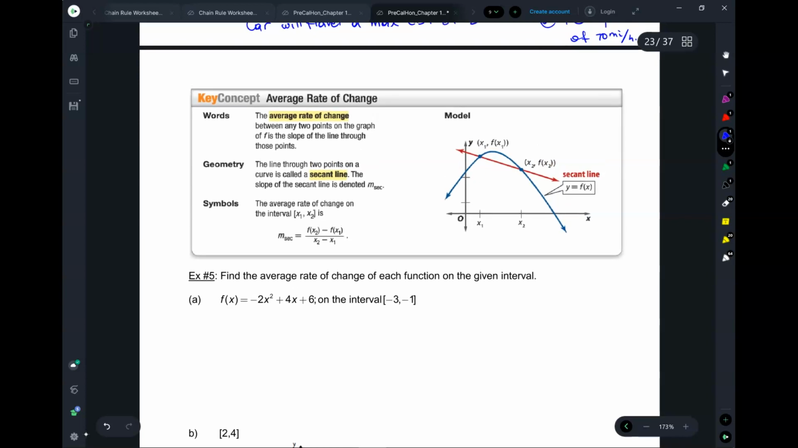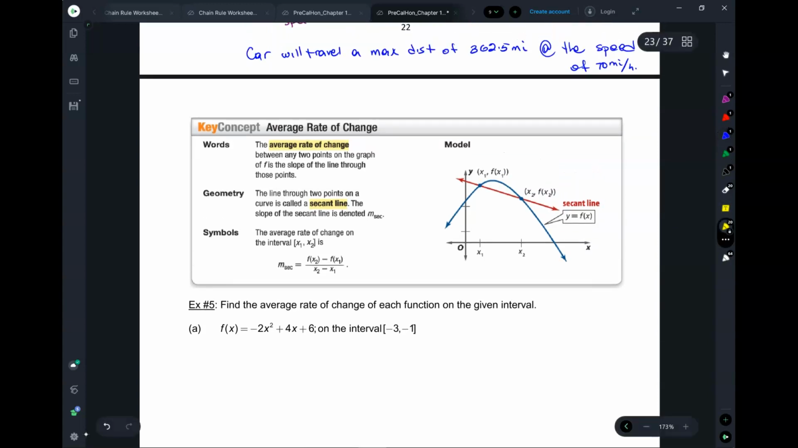Average rate of change. What's another word for rate of change? You learned it a while ago. It's one word, one syllable. Slope is rate of change. Okay, so slope is very easy to find when we have a linear function, okay? When you don't have a linear function, it's not that easy to find.